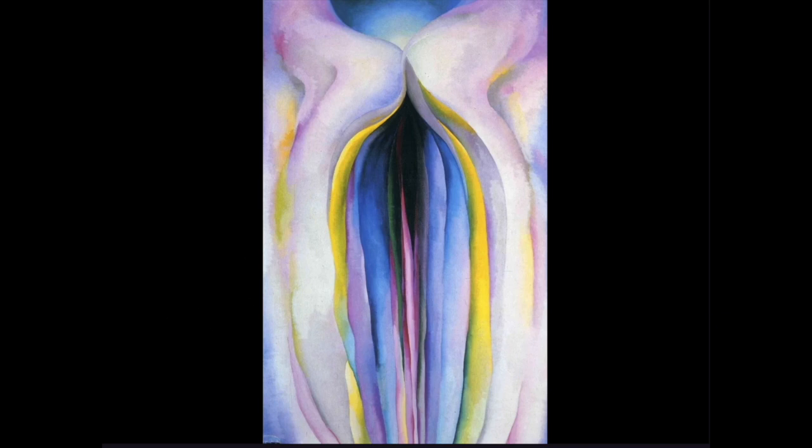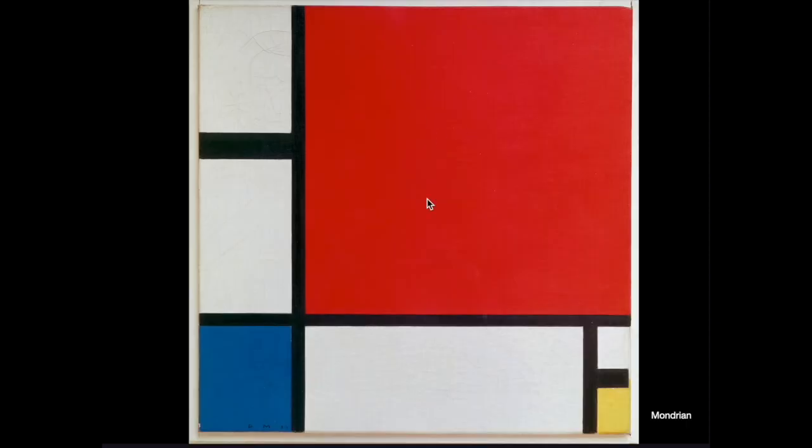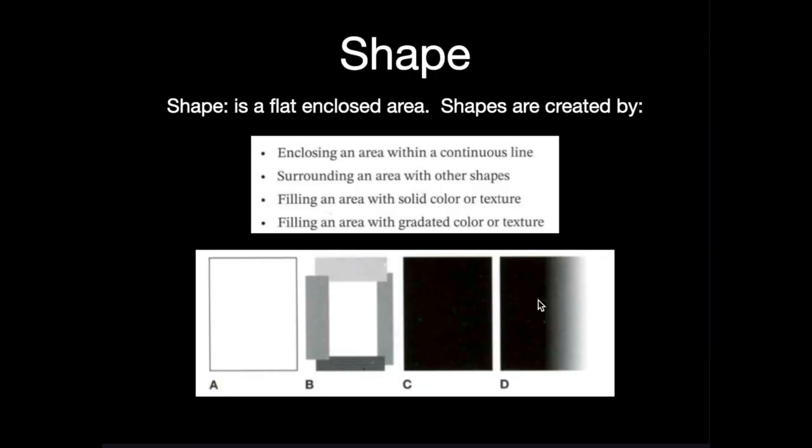Let's talk about a definition of shape. Shape is a flat enclosed area. Shapes are created by enclosing an area within a continuous line here, like Joseph Albers, surrounding an area with other shapes. So you can put stacked shapes on top of each other, like Georgia O'Keeffe, to create shapes. Filling an area with a solid color or texture here. So like Mondrian, using a solid red to create the shape. And then also a gradient, almost as in the Leonardo da Vinci. Remember the cheek, create that soft gradient, and that will describe a realistic volume.